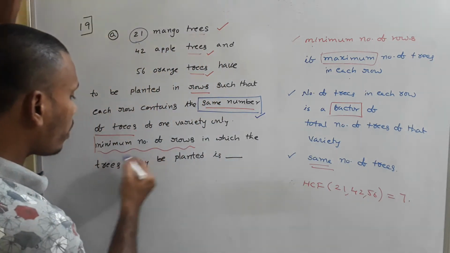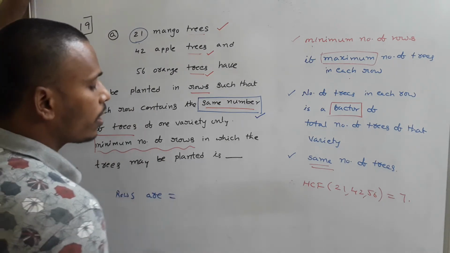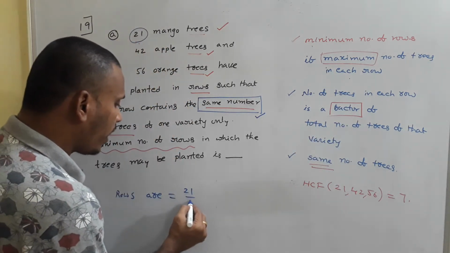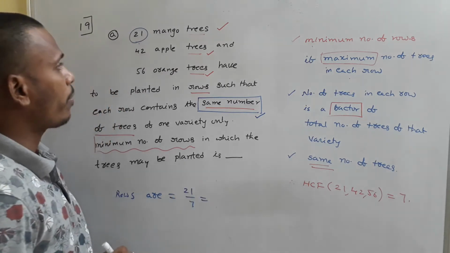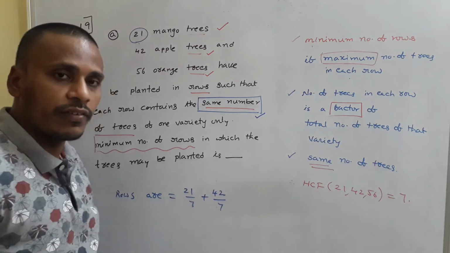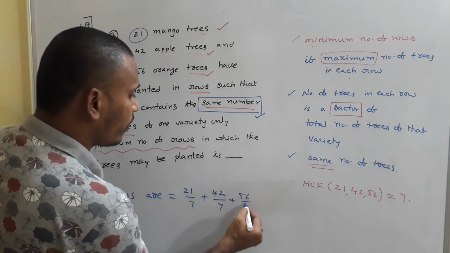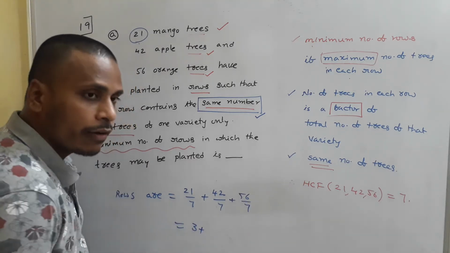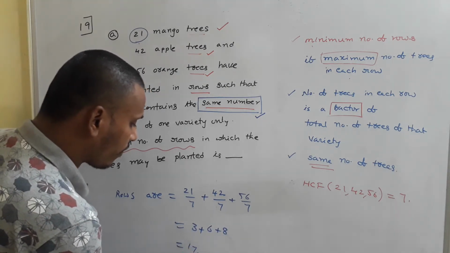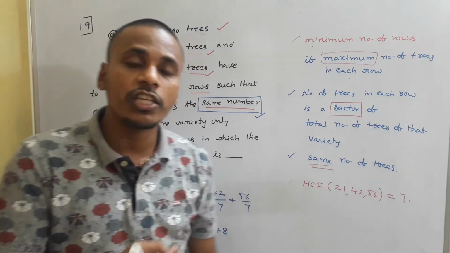The question is about the minimum number of rows. In each row we are planting 7 trees. Since there are 21 mango trees, you get 3 rows for mangoes, plus, since there are 42 apple trees and each row has 7 trees, you get 6 rows for apples, and then 56 by 7 for oranges. So 3, 42 by 7 is 6, 56 by 7 is 8, and if you add them, that is 17. Totally the minimum number of rows is 17 and the number of trees in each row is 7.